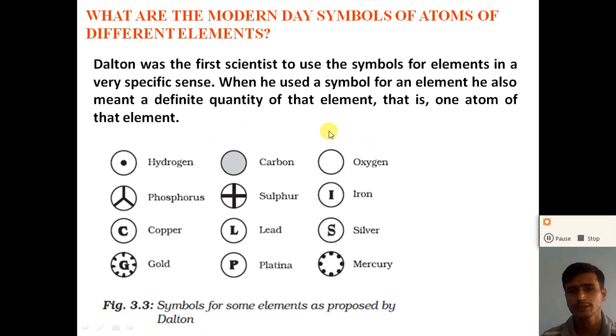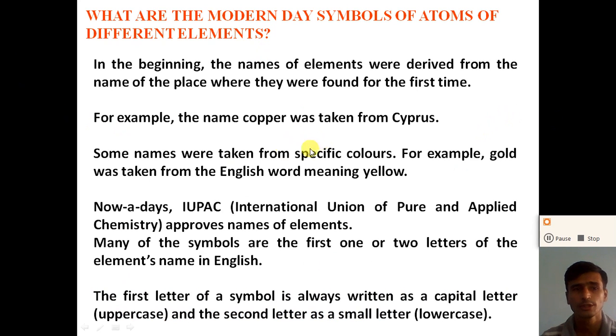But as time went on, more and more elements were found, right? And it became difficult to draw the symbols of all the elements. In the beginning, the names of elements were derived from the names of the places where they were found for the first time. For example, the element copper was taken from Cyprus, Cu. So how can we represent the symbols of different elements in modern days?